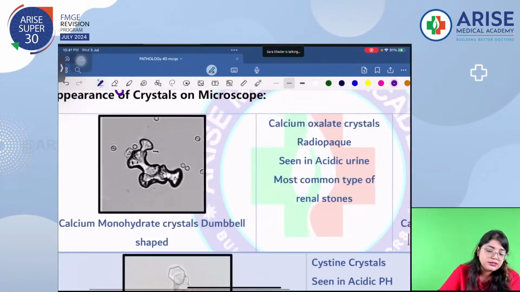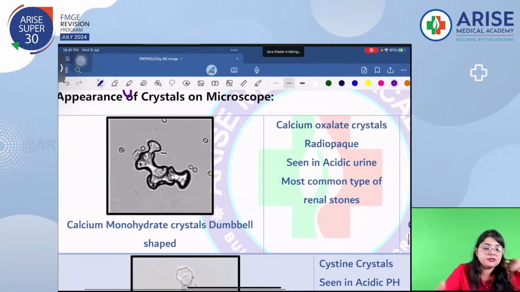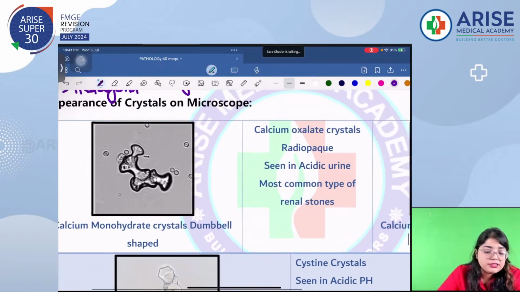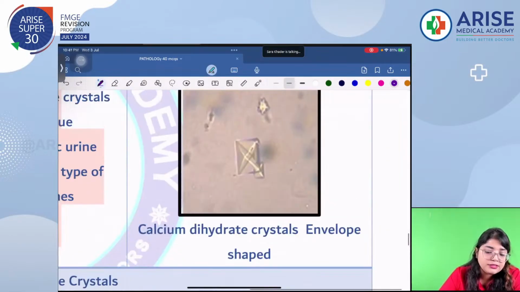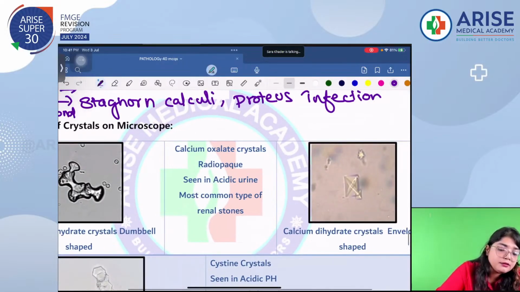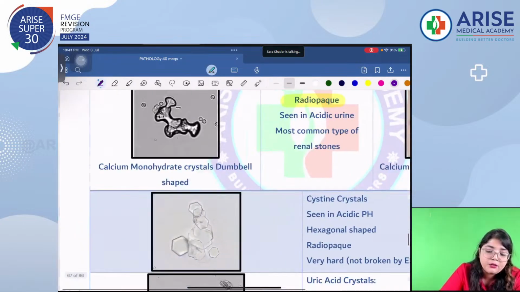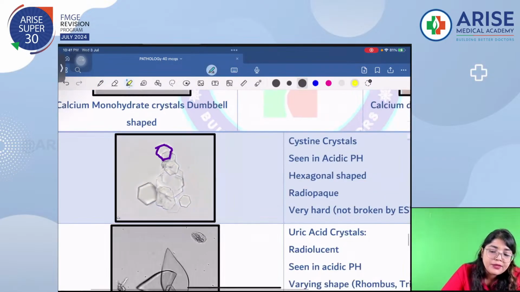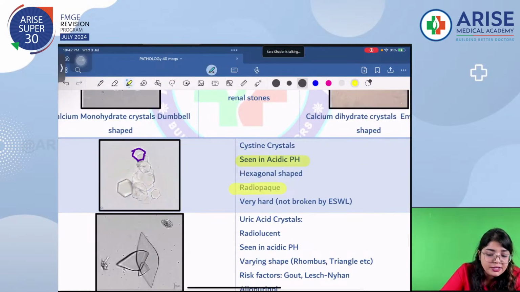So let's just go through this. This is your monohydrate crystal, which is the calcium. Remember, coffin lid. Very good. This is calcium monohydrate crystals. What about this envelope shaped one? It is dihydrate crystals. Remember, this is the most common. Calcium oxalate crystals are the most common, seen in acidic urine. Okay. What about this with 6 sides? Okay, 6 is cystine. All right. It is seen in acidic pH. Again, radio-opaque. They are very radio-opaque and very hard. So shock waves will not be useful for them.